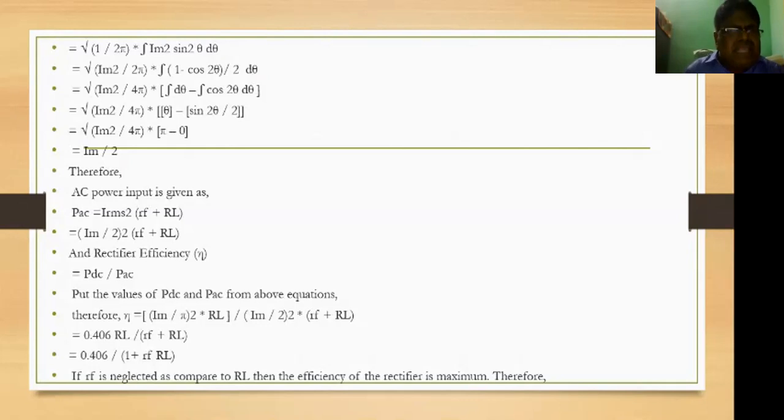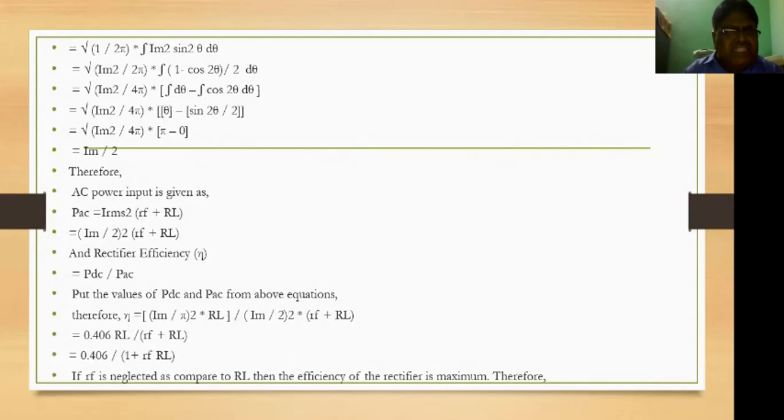Therefore, AC power input is given as PAC equal to IRMS squared into (RF plus RL). That is equal to (Im by 2) squared into (RF plus RL).